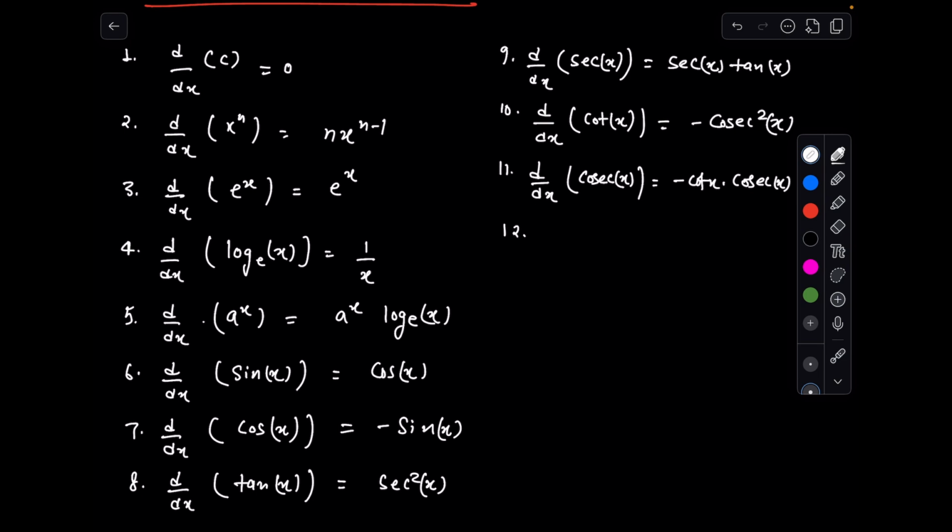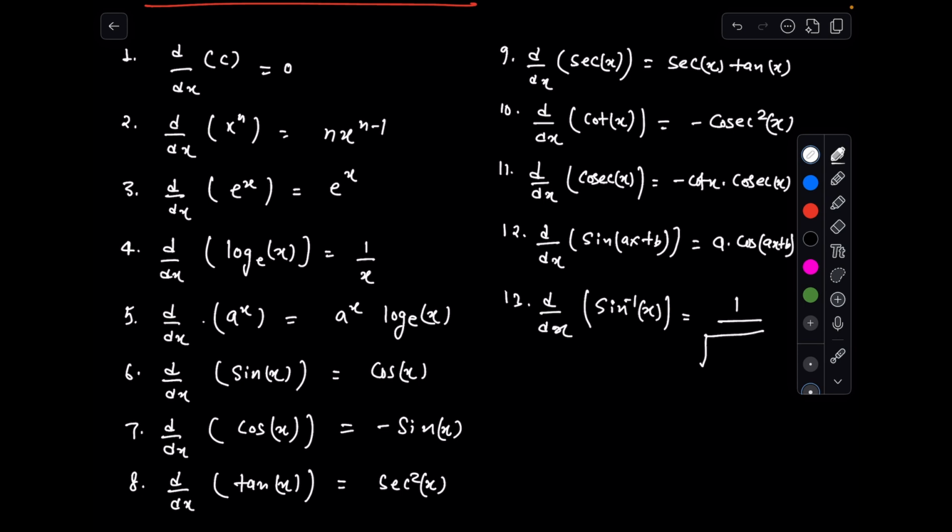In all these trigonometric relations, instead of x they can have ax plus b. For that we'll also learn the rule, but you can also memorize the formula. It's quite simple. If it is sin of ax plus b, then its differentiation will be a times cos of ax plus b. Of course we will understand this with the chain rule. Similarly there are other formulas, and then we also have inverse trigonometric formulas. Differentiation of sine inverse x, cos inverse x, likewise. So differentiation of sine inverse x is 1 over square root of 1 minus x square.